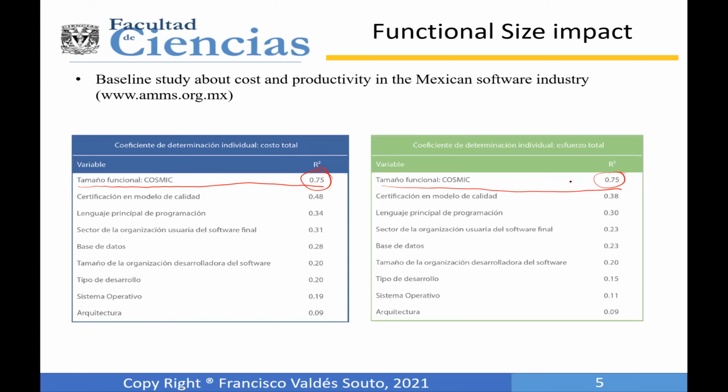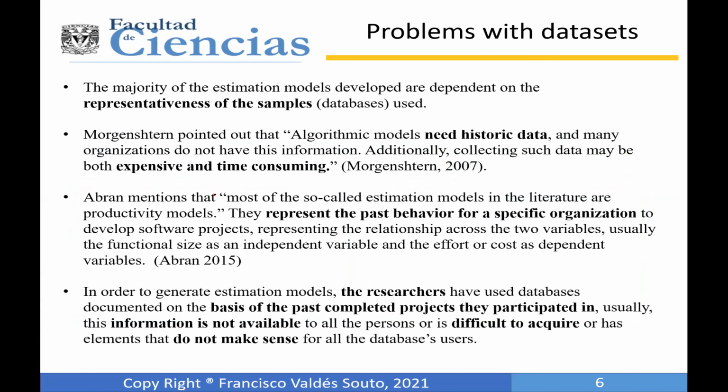The other variables are certification in a quality model, main programming language, specific sector of the organization, main database, size of the organization, type of development, I mean whether it's a new development, maintenance, or something like that, operating system and architecture. So we corroborate that the functional size is the main factor. Considering this situation, the goal is to create a reference database, an estimation database.